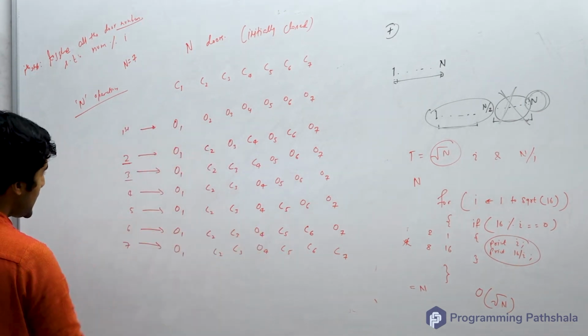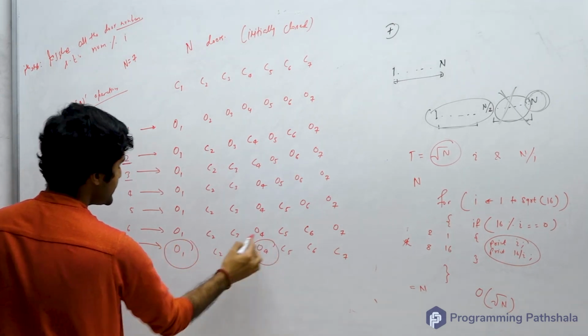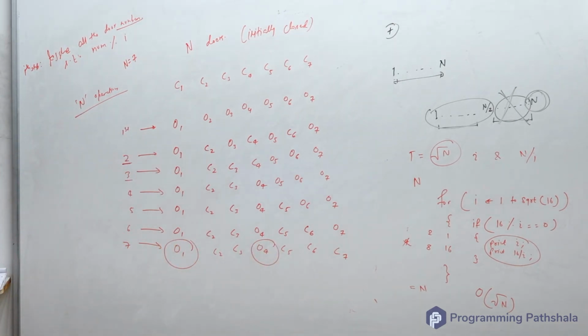So in the end, how many doors are open? There are just 2 doors that are open.